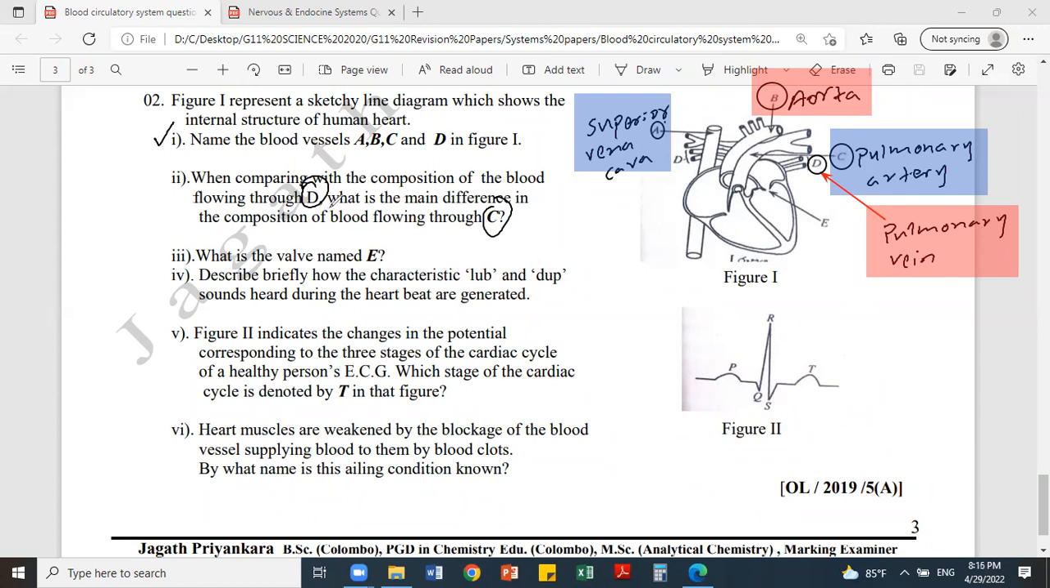One change, C contains low oxygen concentration. C contains deoxygenated blood or a lower oxygen concentration, or you can write more carbon dioxide. Any of these is correct. So you can write here: deoxygenated blood in C, but D contains oxygenated blood.